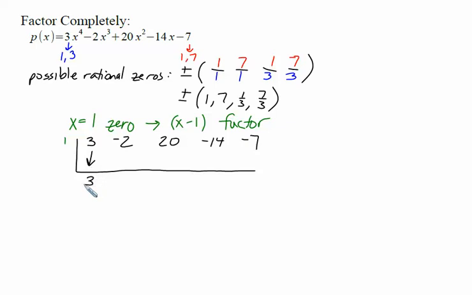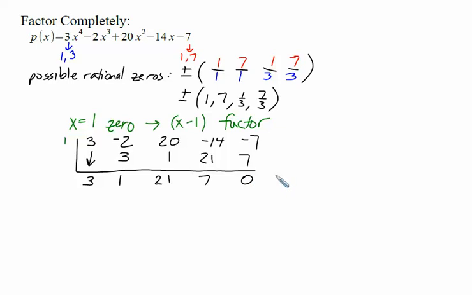Remember, we always drop the first number down. We multiply on the diagonal, and we add vertically. Multiply on the diagonal, add vertically. Repeat this until we reach the end.